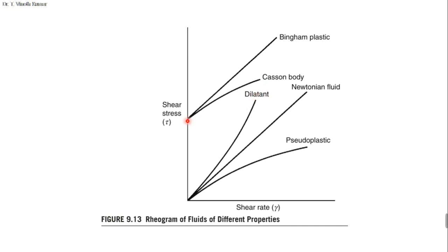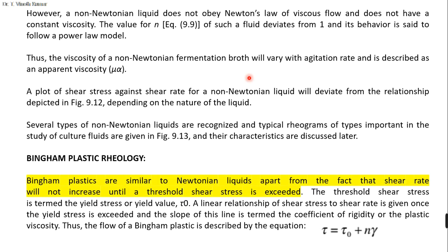The Casson body is based on the increase of shear rate, and it is also increasing, but not comparable with the Bingham plastic. For the Bingham plastic, there is a steady line; the shear stress increases steadily. At the same time, the Casson body is not comparable with the Bingham plastic. So this is a comparison.